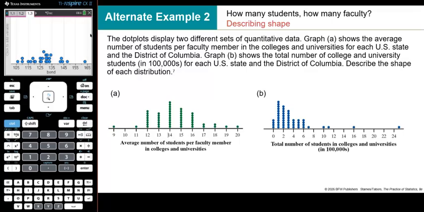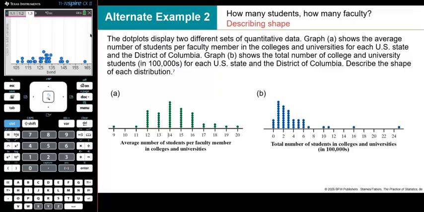Okay, here are two different sets of dot plots. The graph on the left shows the average number of students per faculty member. The other shows the total number of students in colleges and universities. So two totally different graphs there. Describe the shape of each. So the first one, I'm okay with roughly symmetric there. It's not perfect, but roughly symmetric.